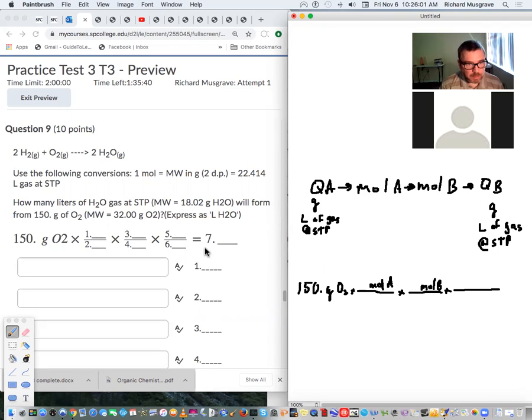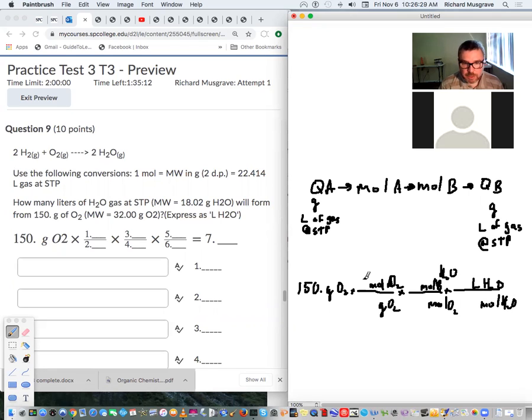And what are we looking for? We're looking for liters of H2O. So that's what goes on top here, what I'm looking for, liters of H2O. Now, when I say A, I really should say O2, and for B, I really should say H2O. Sorry about that. Then we know that on the bottom, everything has to cancel. So it'd be moles of O2 on the bottom and then moles of H2O on the bottom down here.